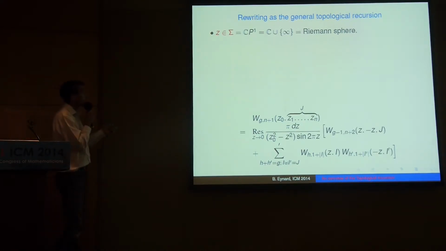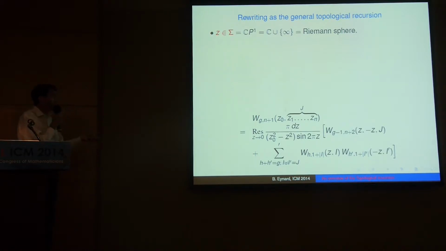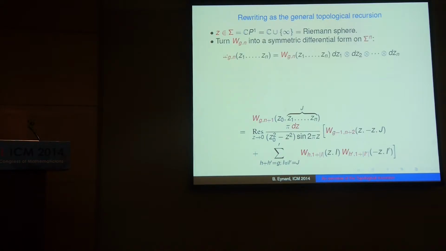So first, the z variables here, which came from Laplace transform, now instead of thinking of them as complex numbers, let's think of them as elements of a certain Riemann surface. In this case, the Riemann surface is just the set of complex numbers, or the Riemann sphere if you have the point at infinity. The second step will be to turn the W_{g,n} into differential forms on Sigma to the n. So symmetric differential forms. So it's a tensor product of 1-forms in each factor.